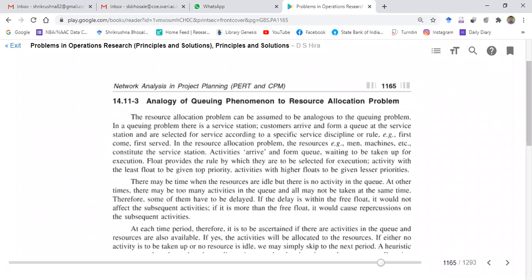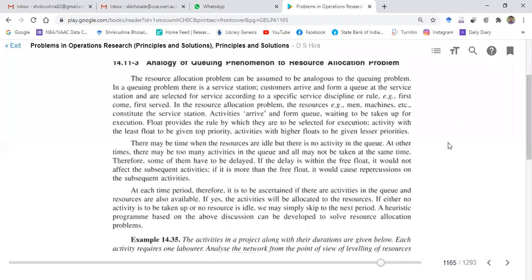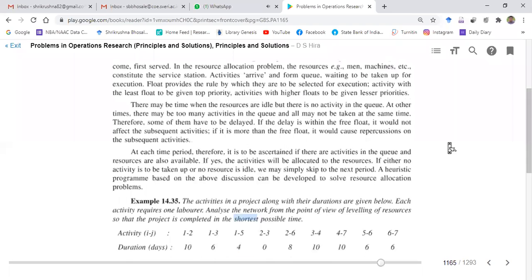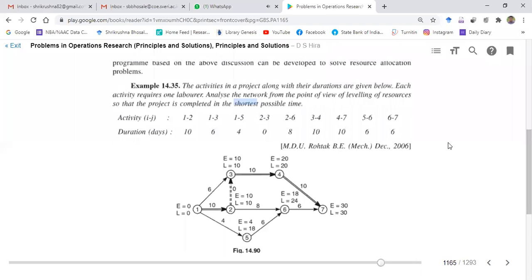First, we will take a little bit of preview. Yesterday, we started this resource allocation problem, and in that part we covered how resource allocation can be done. For that, we took one simple problem.